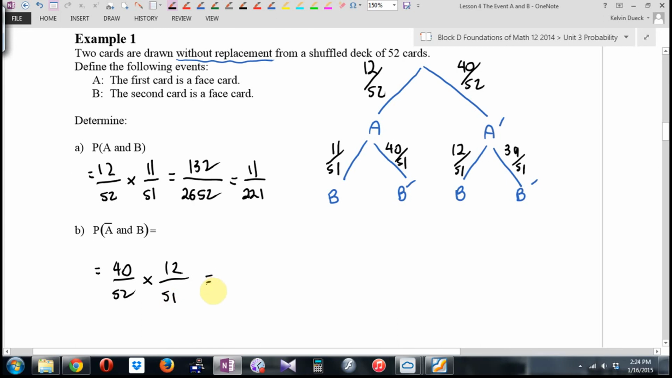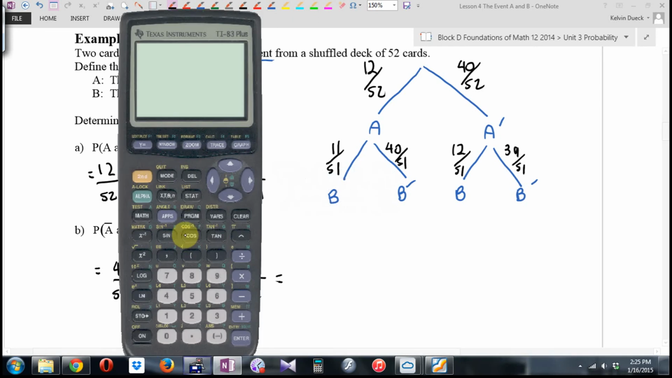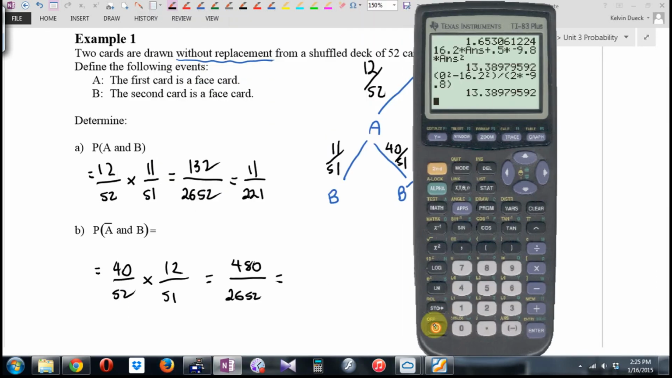There's the probability of not getting a face card on the first draw and then getting a face card on the second draw. It's going to be 480 out of 2652. 480 out of 2652. Math, enter, enter. Is it 40 out of 221? Yes.